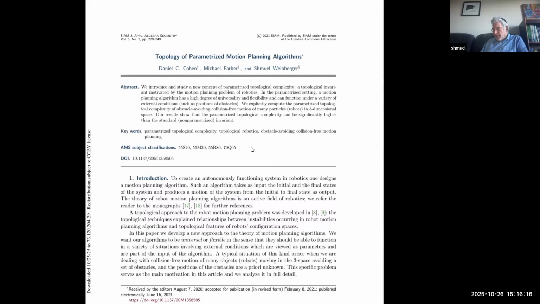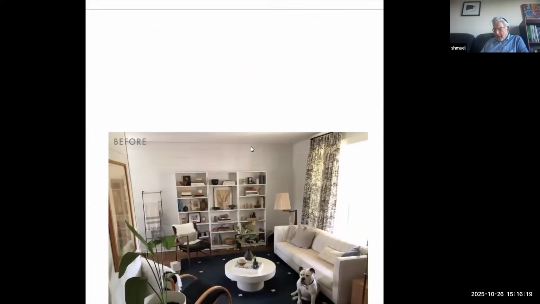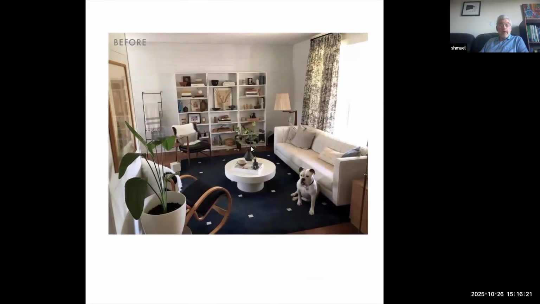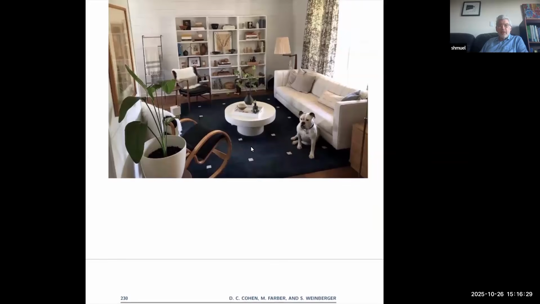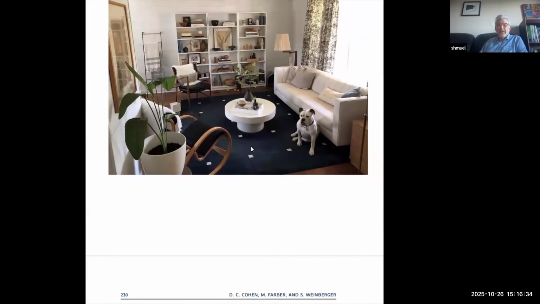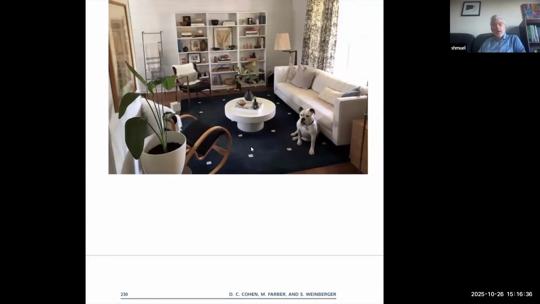This is the paper that Daniel, Michael, and I wrote, and let me tell you what it's about. It's really about Roombas. Again, I don't know everyone here, so I never know if I'm telling everybody things they already know, or I'm going too fast. Probably I'm doing some of both. Here's a mathematical room. It's a square. If there are no obstacles, it's very easy to do the motion planning. You just do that.